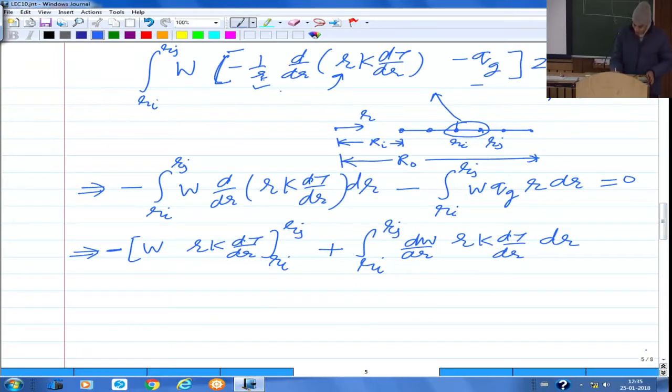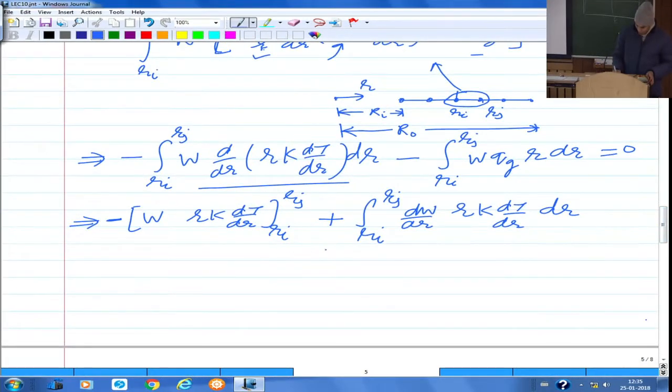But you see the beauty of the problem, that this r and this r get cancelled. So you have a simple integration to do here. That's how things come here. So then the second term is, of course, integral Ri to Rj of w qz r dr is equal to 0.